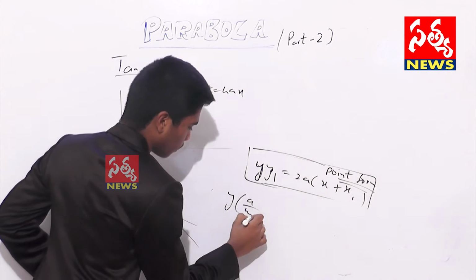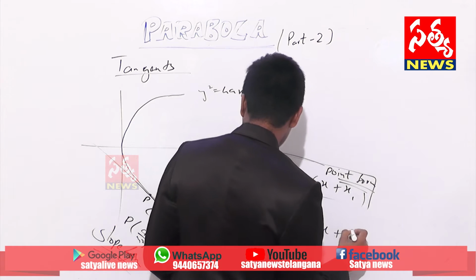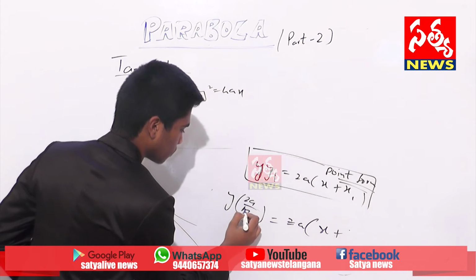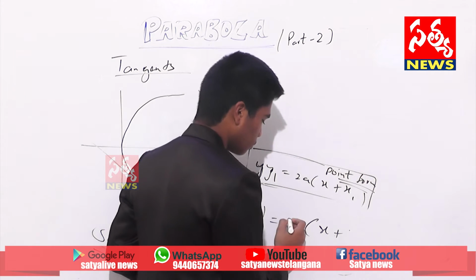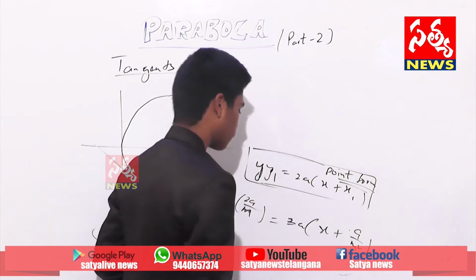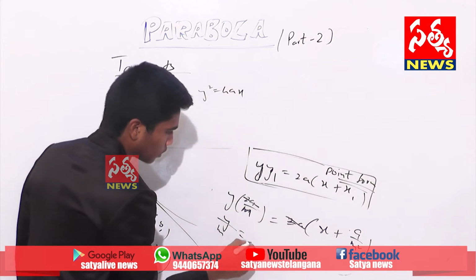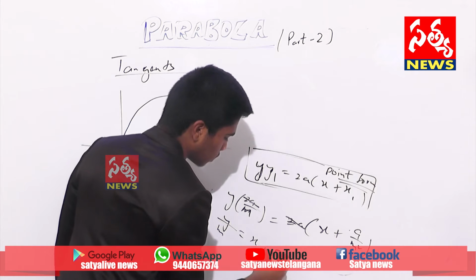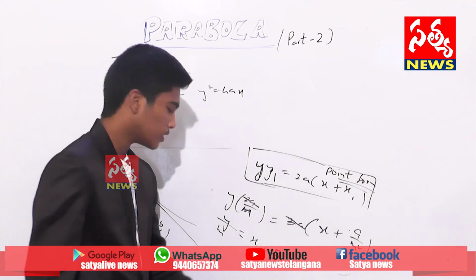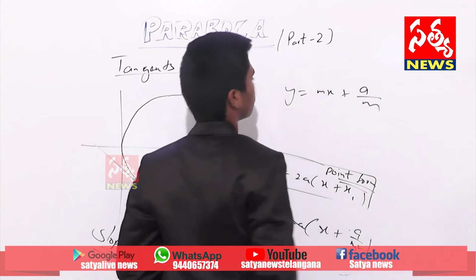Okay, now put these values. y into a by m² is equal to 2a into (x plus, this is y, right? y is 2a by m), okay, y into 2a by m is equal to 2a into (x plus a by m²). Now here we can cancel 2a and 2a. y by m is equal to x plus a by m². Simply send this m value to the RHS and we will get y equals mx plus a by m.